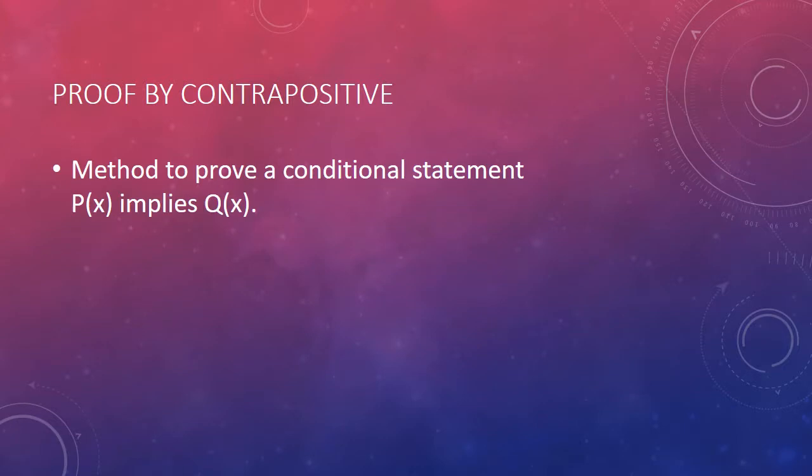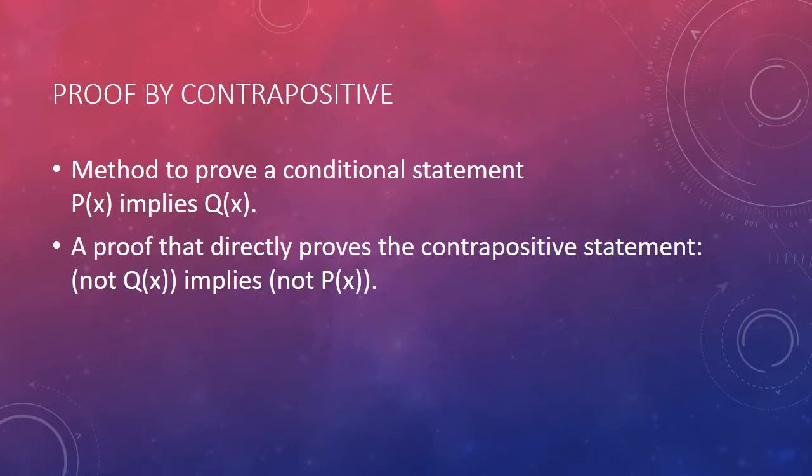Now, we discussed before that the contrapositive always has the exact same truth value as the original implication statement. So proving the contrapositive would also prove the statement P of x implies Q of x. So all this method does is to prove directly the contrapositive statement. The contrapositive of P of x implies Q of x is the negation of Q of x implies the negation of P of x. So in this case, we prove that statement directly. So we would assume not Q and show that that leads to not P.